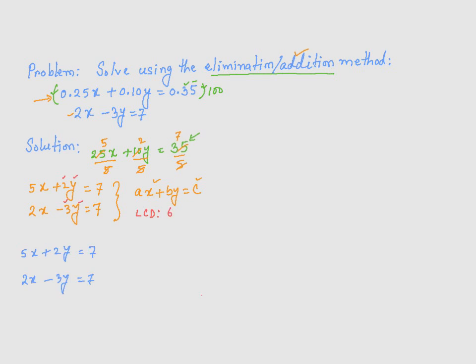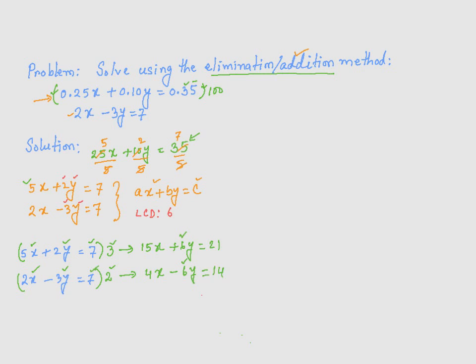So I'm going to take this first equation and multiply it by 3. That's going to give me the following. 3 times 5x is 15x, 3 times 2y is 6y, is equal to 3 times 7 is 21. And I'm going to take the second equation and multiply it by 2, and we get 2 times 2x is 4x, and then 2 times negative 3y is negative 6y. Now note, this is positive, this is negative. Positive 6y and negative 6y are going to cancel out. Is equal to 2 times 7 is 14.